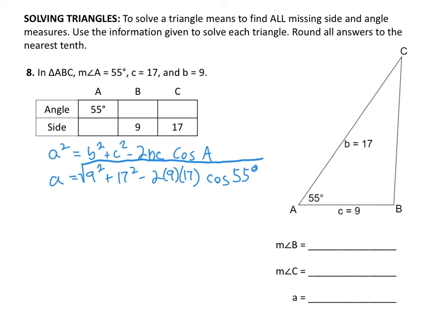So the square root of 9 squared plus 17 squared minus 2 times 9 times 17 times the cosine of 55. And I can do that in my calculator. And I got 13.94580978. I'm actually going to save that on my calculator. It might be useful later. But I will write the answer as 13.9.